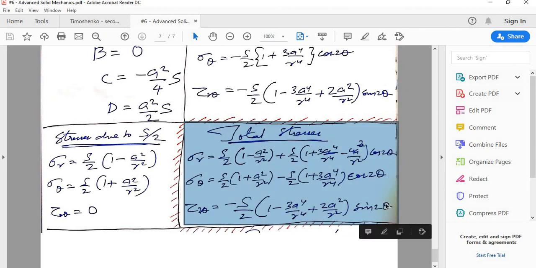Now the same problem of a plate with a hole has been dealt with in a different way in a different subject, advanced solid mechanics, using the classical method of stress function and things like that. This is the solution and this is the procedure.